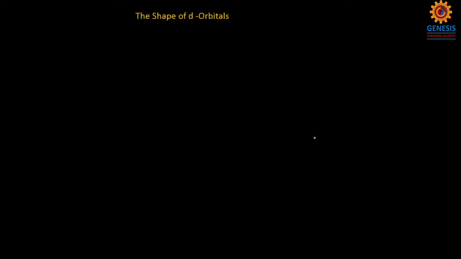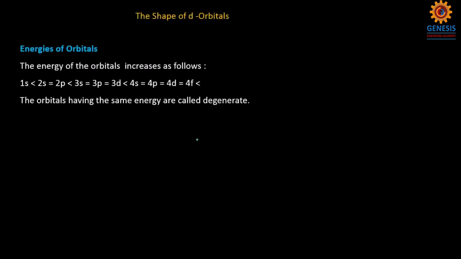The energies of orbitals you can also have like this. 2s and 2p are in the same shell. So 1s is the K shell, 2s 2p is the L shell, 3s 3p 3d is the M shell, and the other one is the N shell.